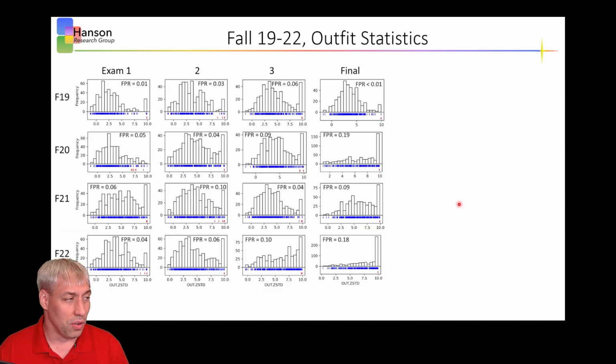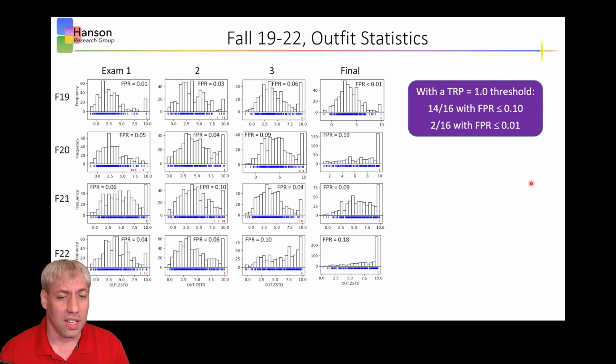And so we did this over and over for every single exam across 5 different semesters, 4 exams, 3 midterms plus a final. And you can see nearly across the board, ChatGPT, the red outcomes, are consistently outliers on the high end of the Z outfit statistic. You can see it on almost every one of these.